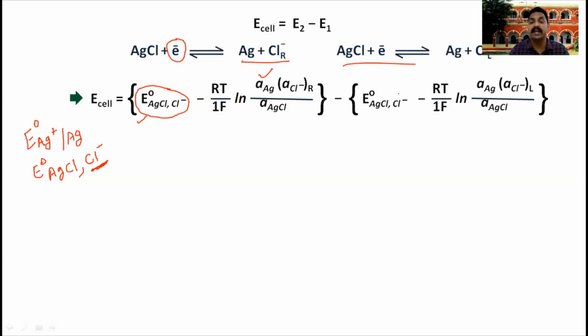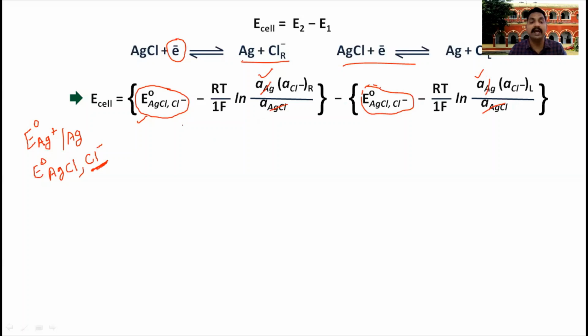for this standard reduction potential E naught AgCl to Cl minus, minus RT by 1 of ln activity of products. What are the products? Silver and chloride ion on left hand side. Thus ln activity of silver into activity of chloride ion on left hand side divided by AgCl. The activities of solids are 1. Thus, activity of silver is 1 and activity of AgCl is 1. So, these will be cancelled.